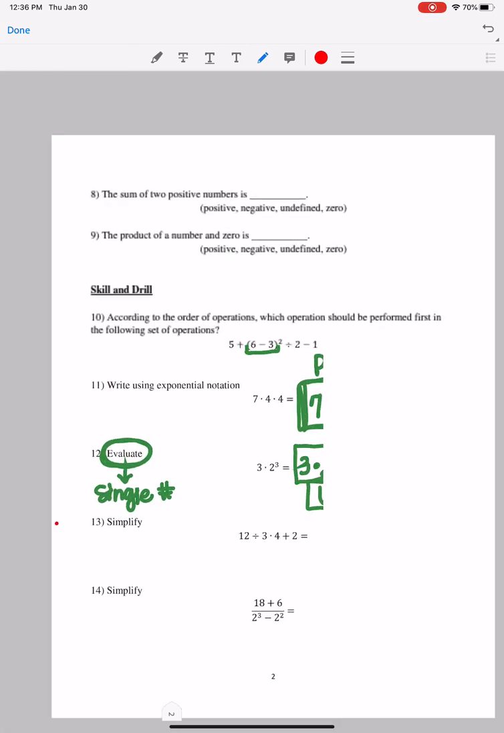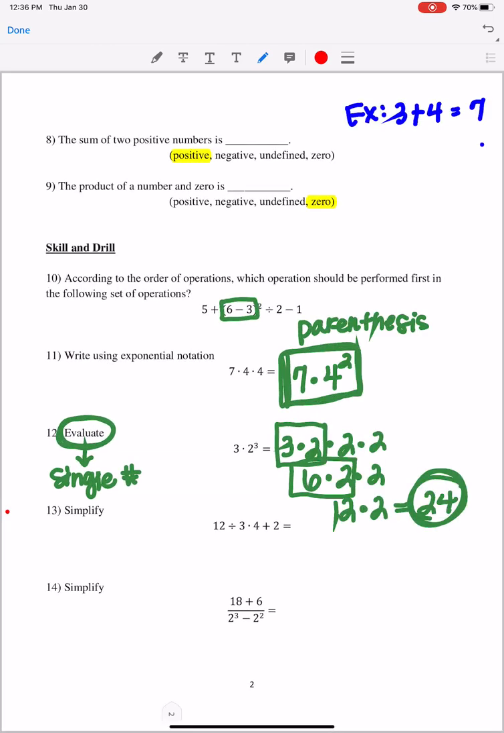(13) and (14) tell me to simplify. You're going to simplify by using your order of operations. So that is parentheses first, exponents, and usually we're good on those two, but then you have to multiply and divide. Now, this does not mean always multiply first and then divide, right? These two here are equal to each other. So whichever one comes first when you go left to right.